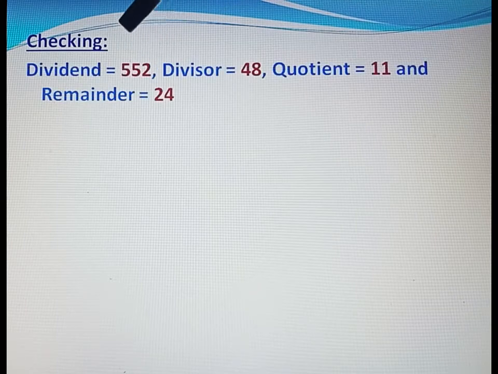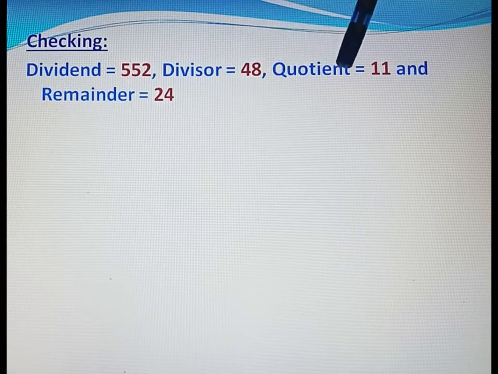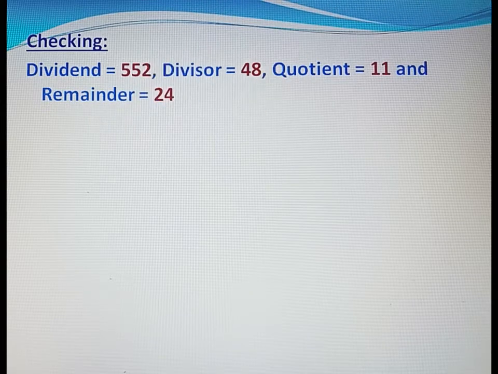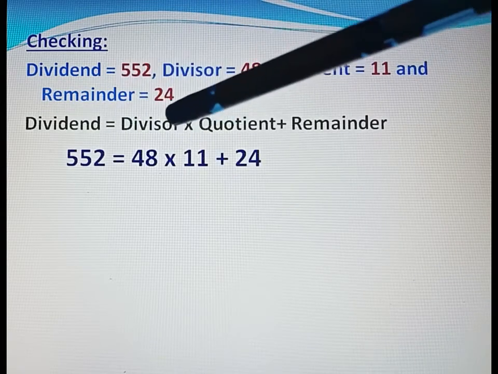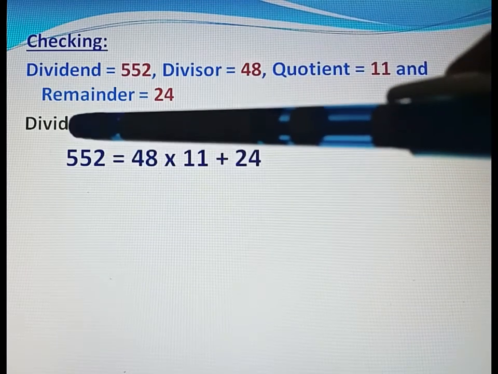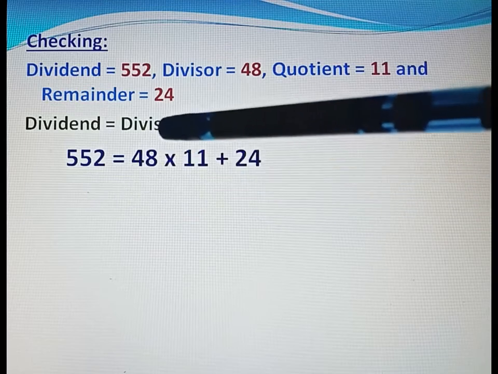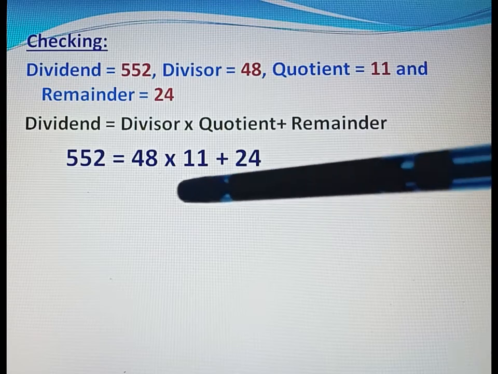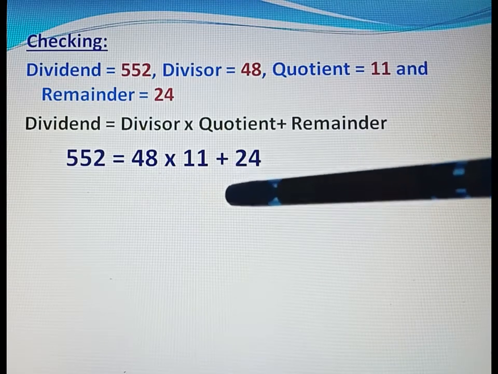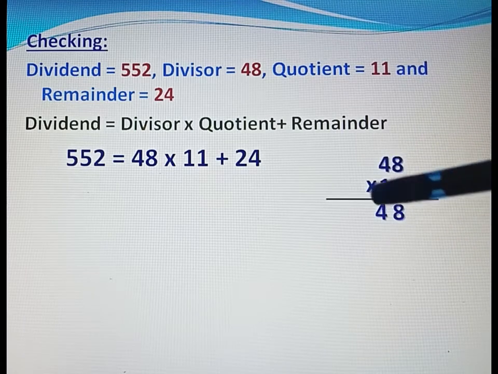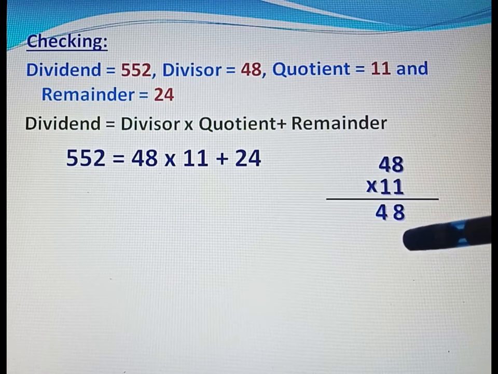Here, dividend equal 552, divisor equal 48, quotient equal 11 and remainder equal 24. Write the formula. Dividend equal divisor multiply quotient plus remainder. Dividend 552 equal divisor 48 multiply quotient 11 plus remainder 24. We will multiply 48 by 11. Multiply 1 8 ja 8, 1 4 ja 4. This one is on the tens place, so we will put 0 and 1 cross.